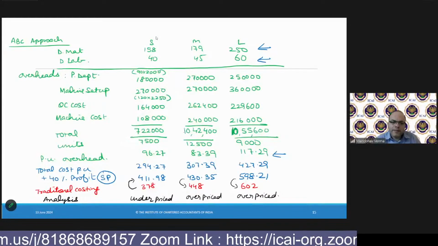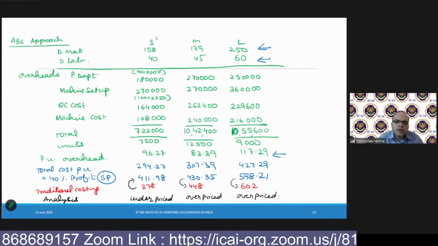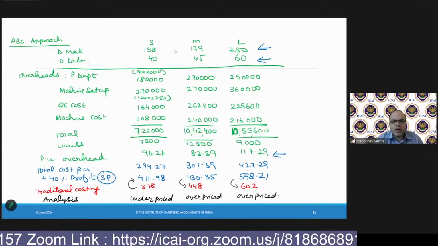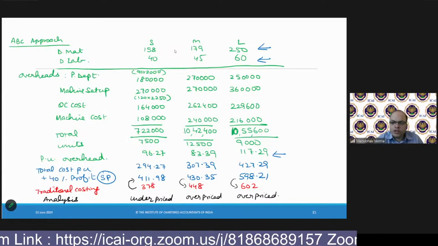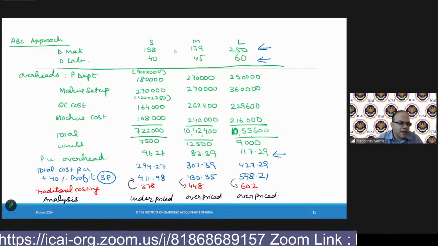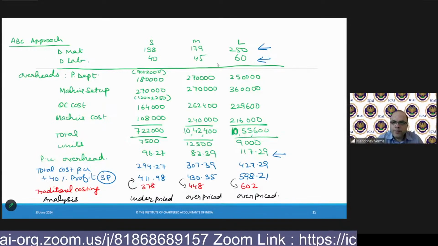Hemant says S is overpriced. Why are we saying that? Overpriced compared to the other two, yes. I think Hemant, you probably changed. I think that's fine. I hope you realize that, right? This is actually underpriced, right?